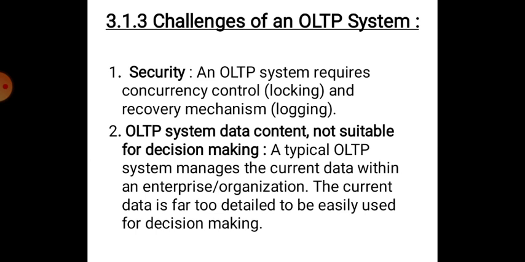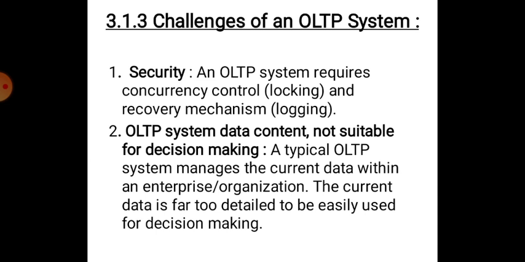Now, as there are advantages, certain challenges of an OLTP system are: one, security; second, OLTP system's data content is not suitable for decision making. So let us first take security. OLTP system requires concurrency control, that is a locking mechanism should be there, and a recovery mechanism, that is a log should be available to recover. So for concurrency control, a locking mechanism should be there, and for recovery, there should be a log available so that you can return to the previous state.